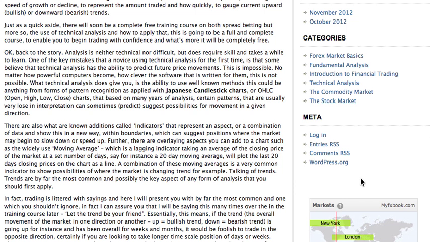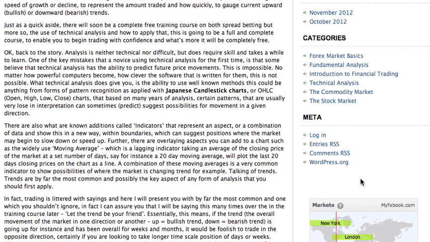This could be anything from forms of pattern recognition as applied with Japanese candlestick charts, or open, high, low, close charts that, based on many years of analysis, certain patterns that are usually very loose in interpretation can sometimes predict, or some suggest, possibilities for movement in a given direction. There are also what are known as additions called indicators, that represent an aspect or a combination of data and show this in a new way, within boundaries which can suggest positions where the market may begin to slow down or speed up.